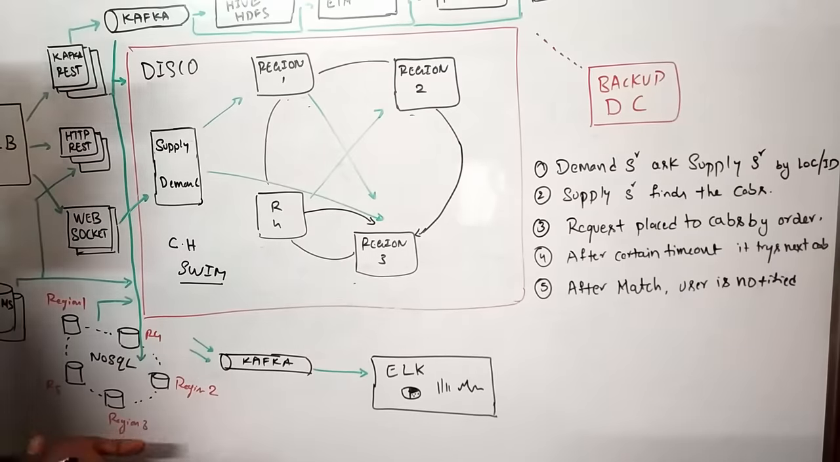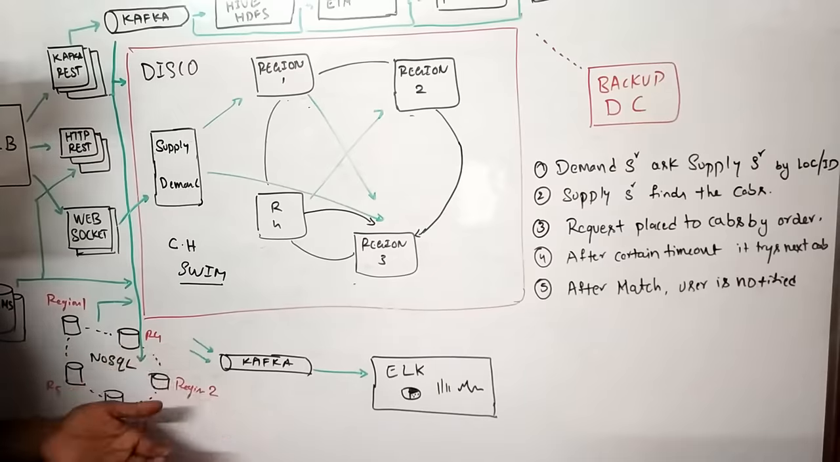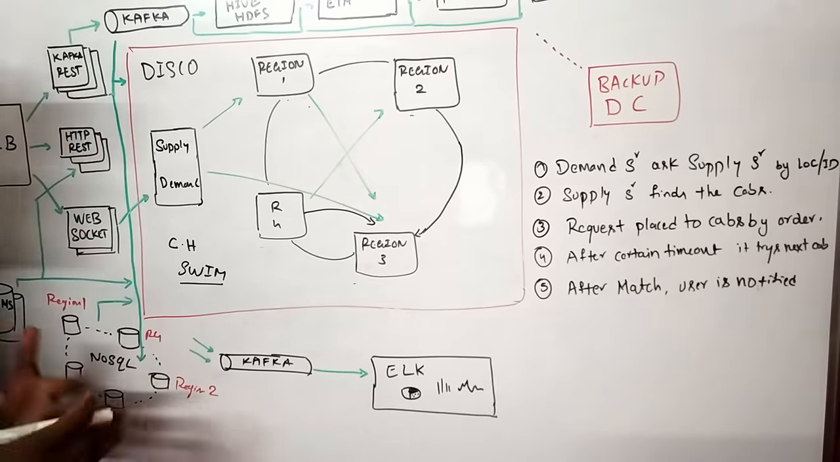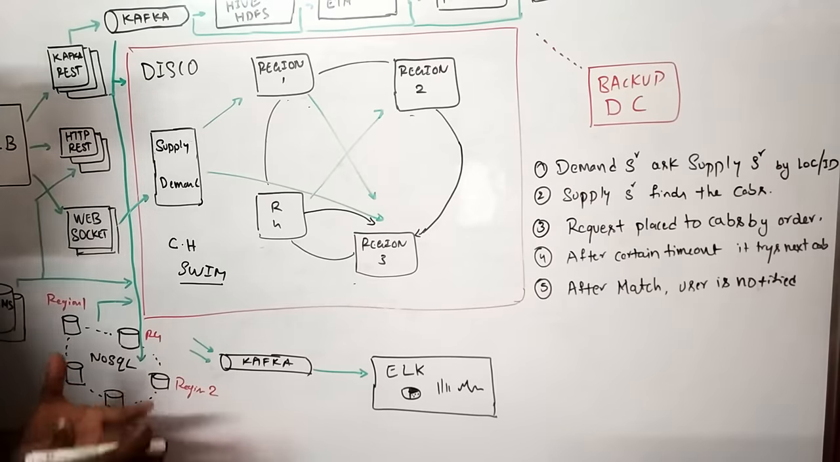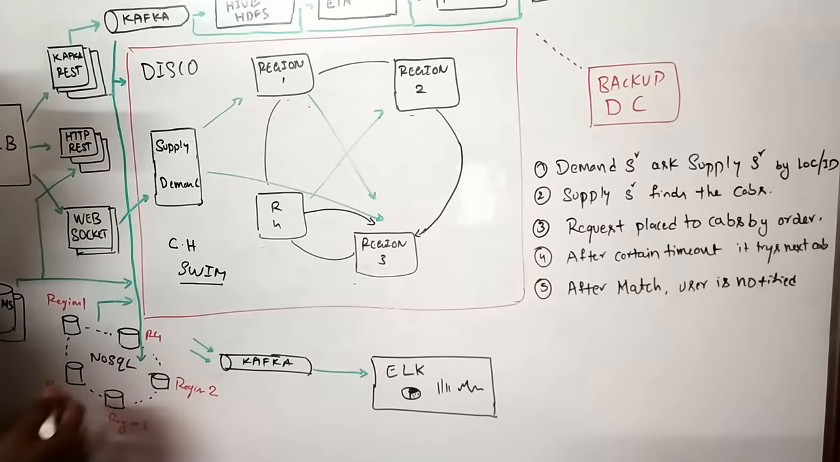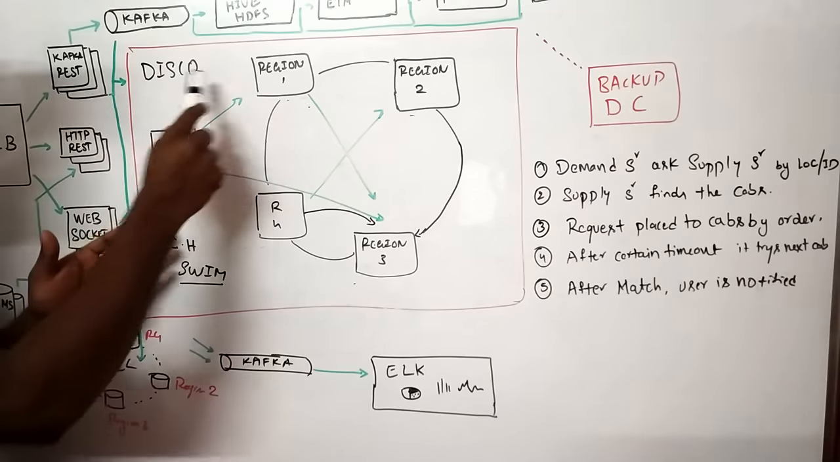So let's see how the dispatch system works. At Uber, the dispatch system is built using Node.js. The advantage of using Node.js is its asynchronous and event-driven framework, so the server can push the message or send the message to the application whenever it wants. Now, the next question is, how do we scale these servers?